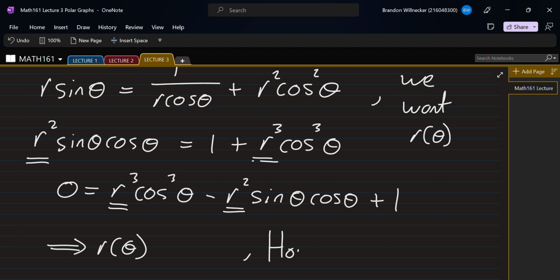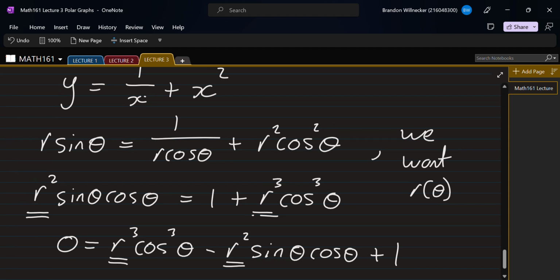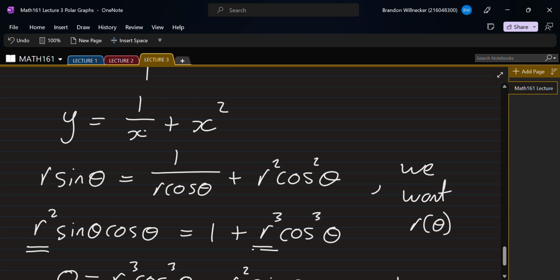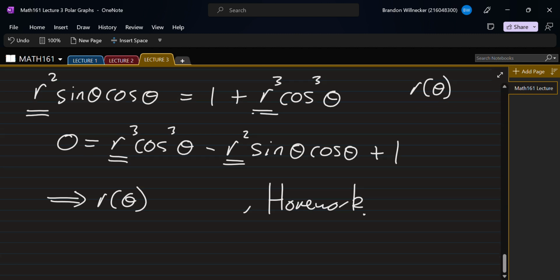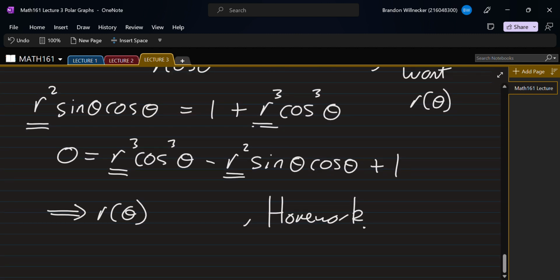I'll put it for homework. Okay, so you can practice your algebra. Everything you need to know is just substituting. If you have y, you substitute r sine theta. If you have x, you substitute r cos theta. Everything else is just high school algebra. Solving for r, trig, all of that, that's just high school level work. So from here again, we just want to solve for r.